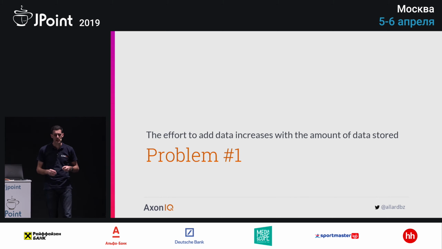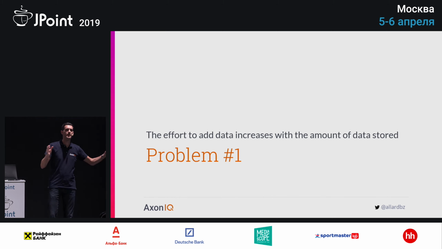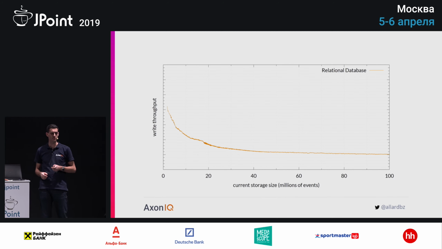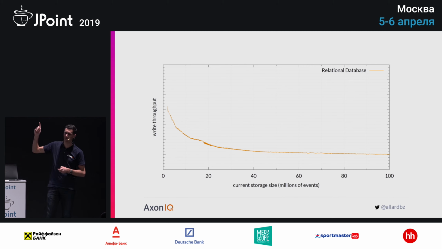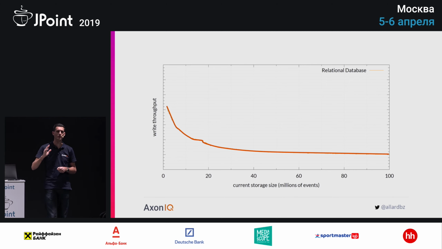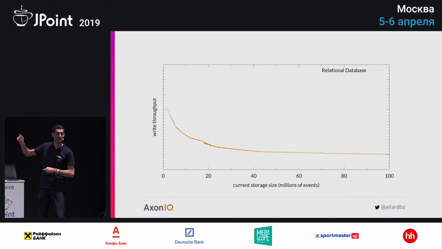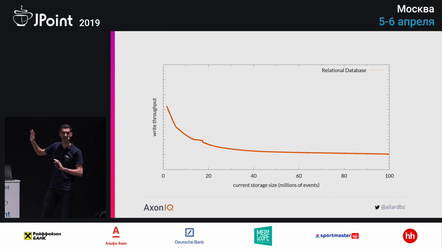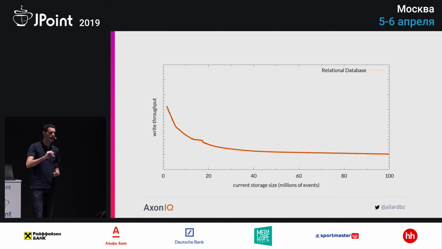First problem is storing data becomes more expensive as there is more data in the event store. That means over time... This is an actual graph of the measurements, and just to assure readability, I've overlaid it with this line. So I'm not faking any lines, right? This is the real numbers, and this is the overlay, right? No tricking. And as you can see, the write throughput is going down as the storage increases, and pretty dramatically as well.